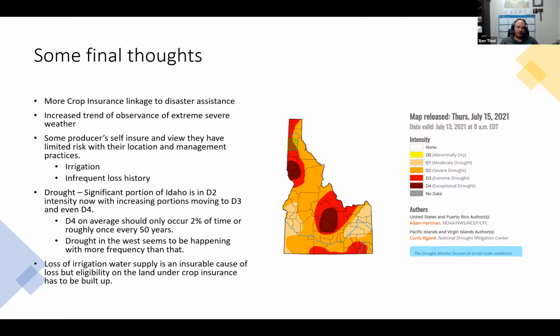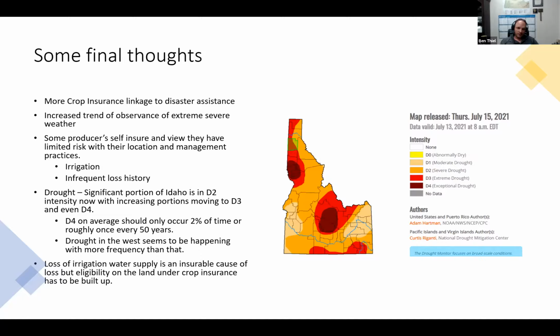Many producers self-insure in the West, and I think that's due to irrigation, or they view that they've just had infrequent loss history, that with their location and their management practices, they can just manage it and they're fine. I think that certainly has worked. I don't know if that's going to work in the future.